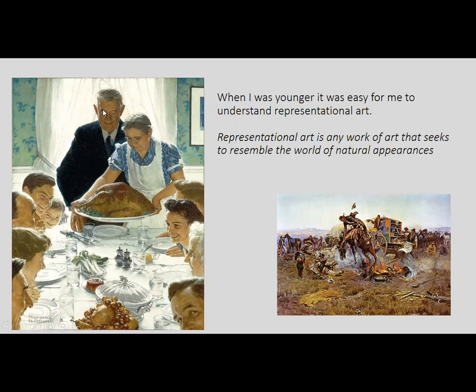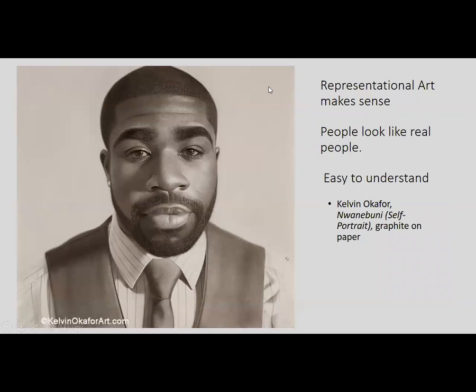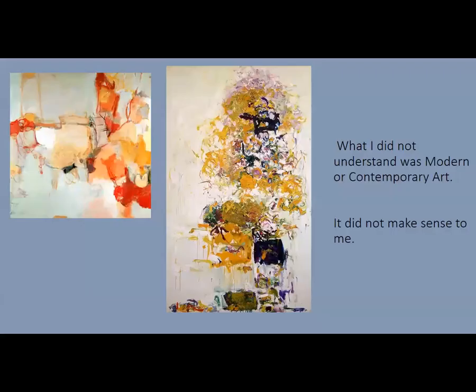And this kind of art was really easy to understand for me and for them. This is called representational art. This is any work of art that seeks to resemble the world of natural appearances. It made sense because in representational art, people look like real people, and so it's really easy to digest and to understand. The kind of art I didn't understand at all was modern or contemporary art. It just didn't make any sense to me. I thought of it as just blobs on canvas.